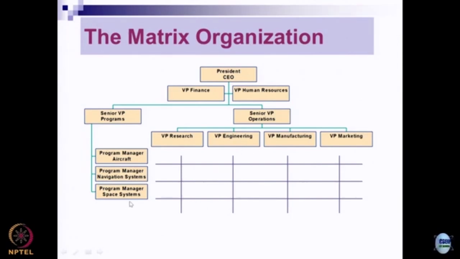So, this is an example of a matrix organization. One even simpler example can be of a construction company. You can imagine a large construction company which has large projects worth hundreds of crores in different parts of the world or in different parts of the country.